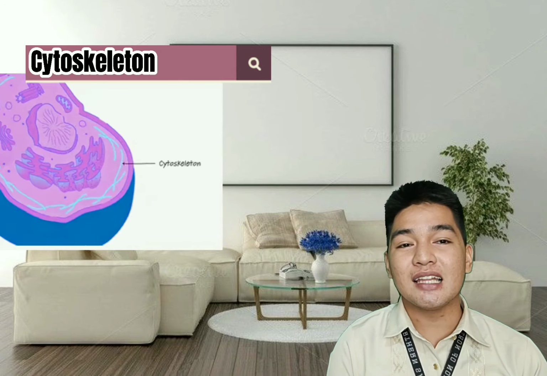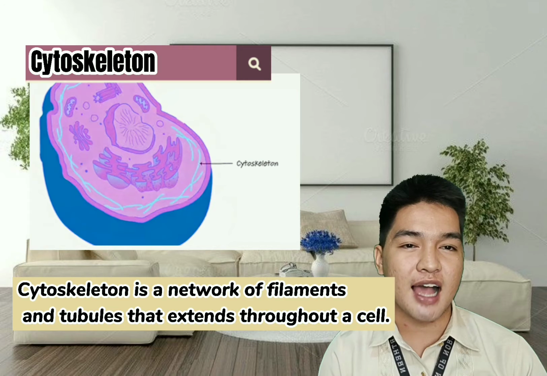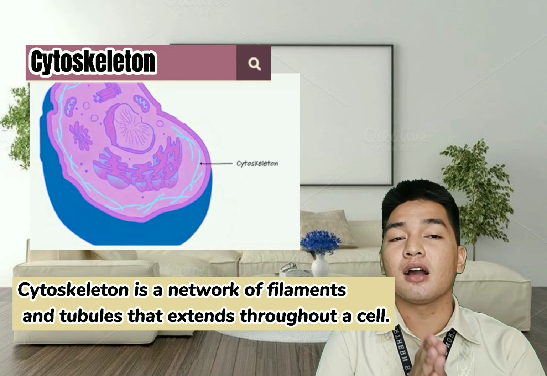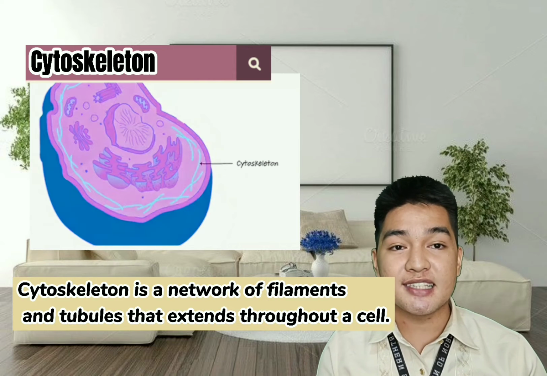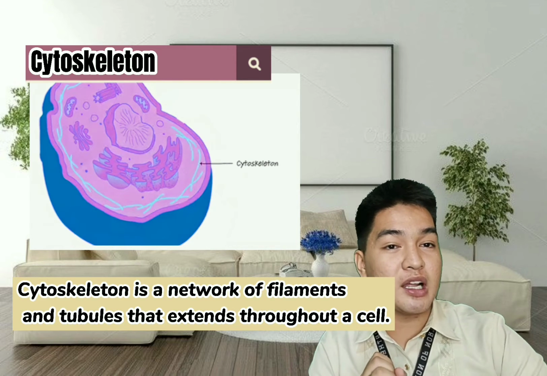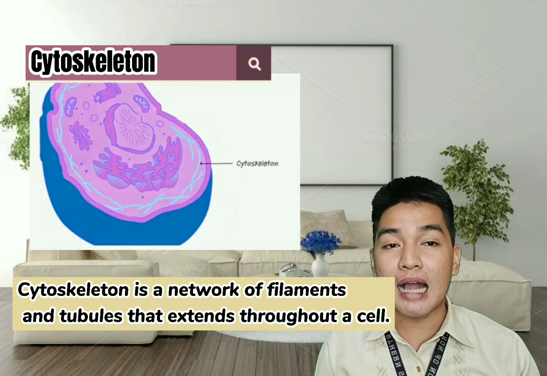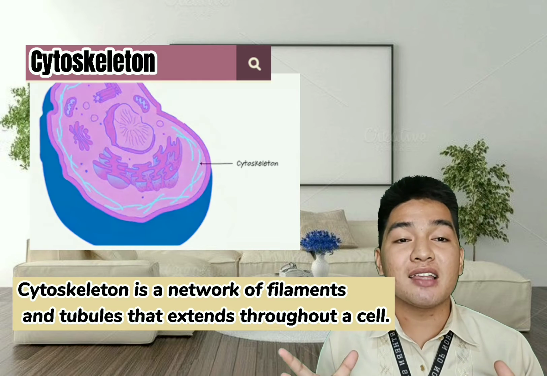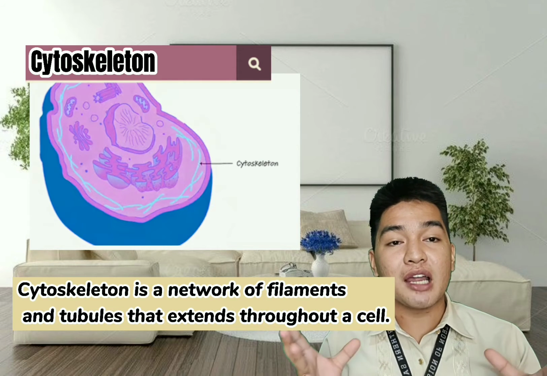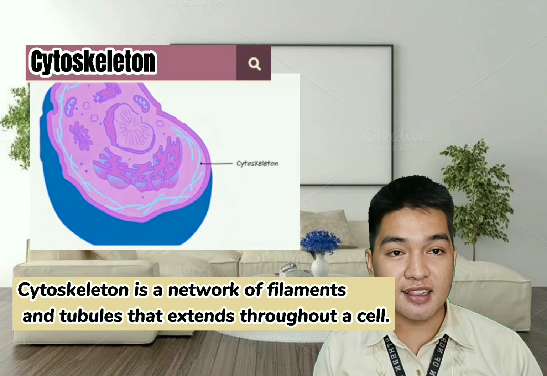Next is the cytoskeleton, which is the network of filaments and tubules that extends throughout the cell. So yung ginagawa ngayon ng cytoskeleton, minimaintain niya yung structure ng cell. Kumbaga, siya yung network ng each organelle para hindi magbuhol-buhol or magbangga-banggaan yung mga organelle. Kumbaga, it maintains the organization of different organelles inside the cell.